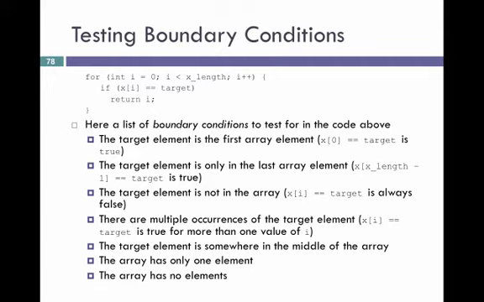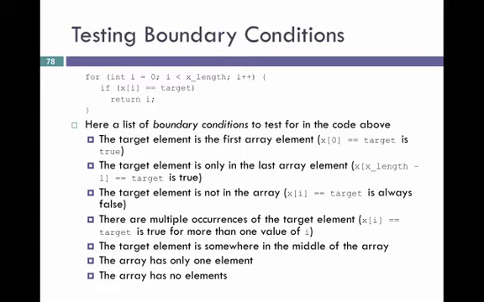Now here's a list of boundary conditions if we wanted to test this code. So let's look at this for statement. i starts at 0, and as long as it's less than x.length, it's just incremented during each iteration. And then if the element of array x is equal to some target, then we return i. So this looks like a function that's searching for a value in an array. If we want to thoroughly test this routine, here are some suggestions for you.